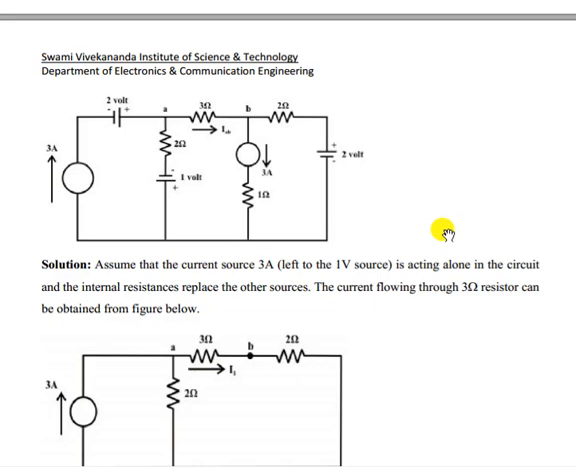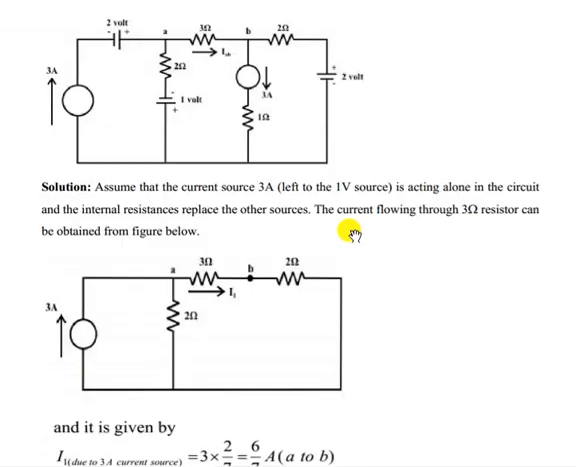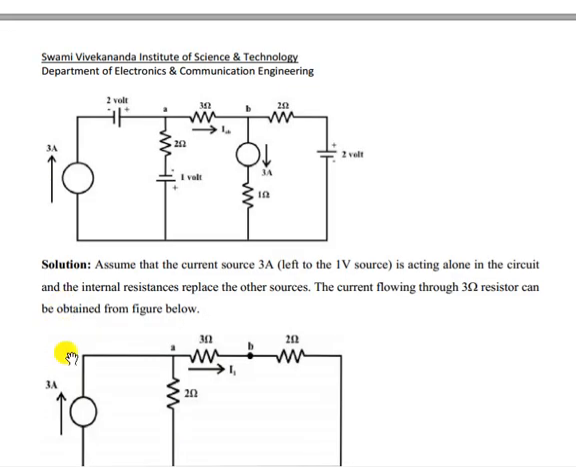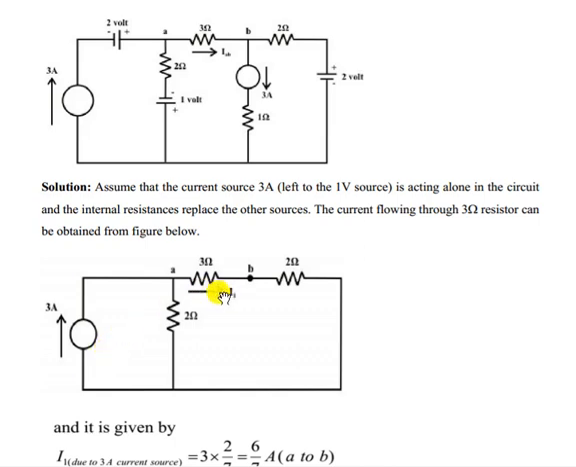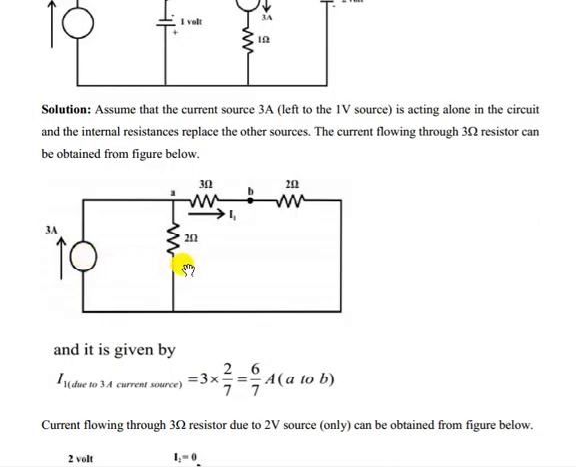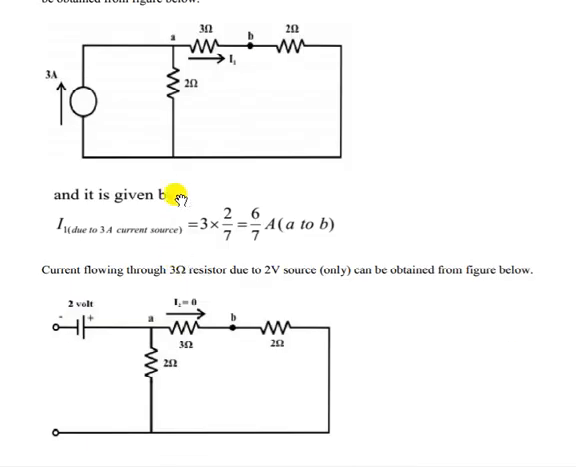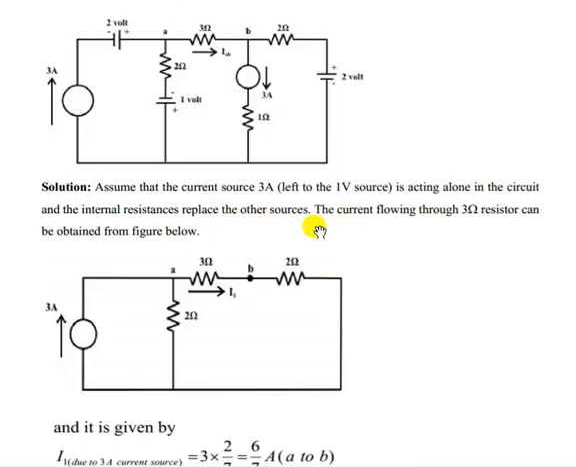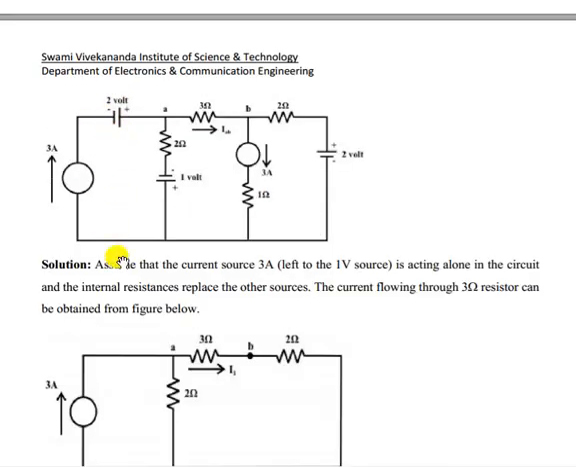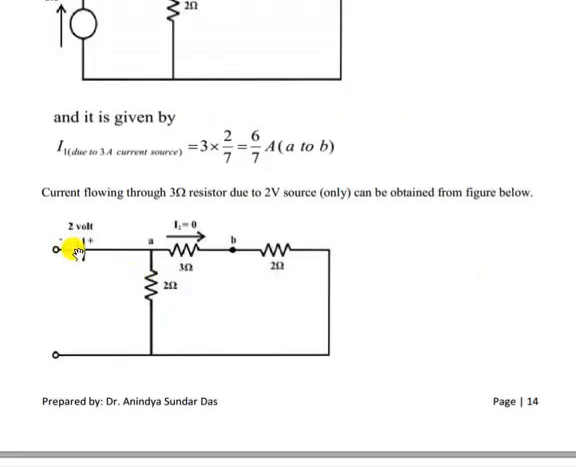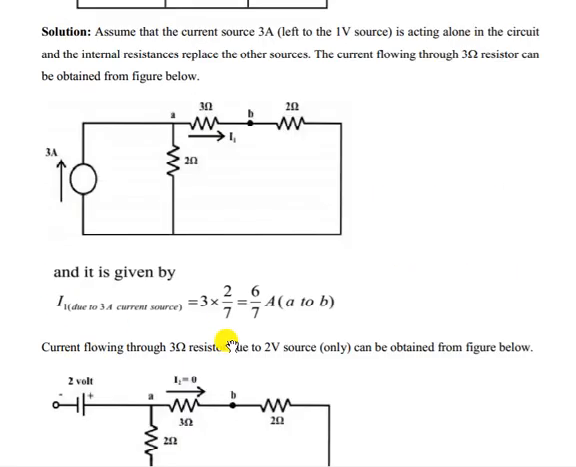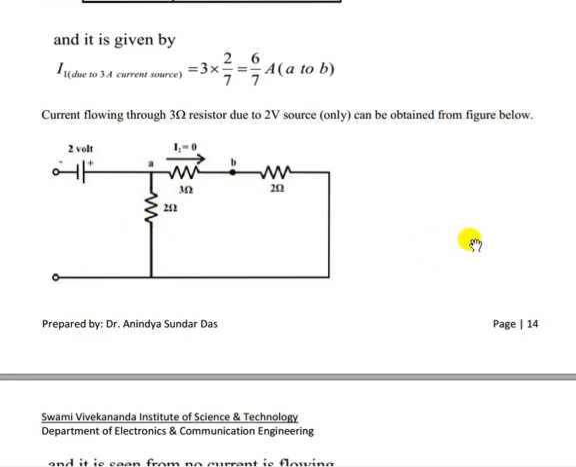Now say another example. Here we have 1, 2, 3, 4, 5 sources. First take the 3 ampere current source. Others are shorted, shorted, and this is open circuited. Now you have to find out current I1. I1 is nothing but 3 into 2 divided by total resistance, that is 7, and that is flowing from A to B. Next one is the 2 volt source. If the 2 volt is acting alone, the current source is open circuited, here also open circuited, and these two voltage sources are short circuited.